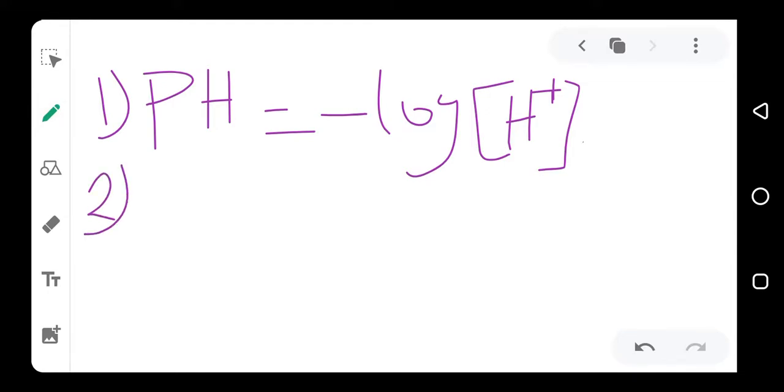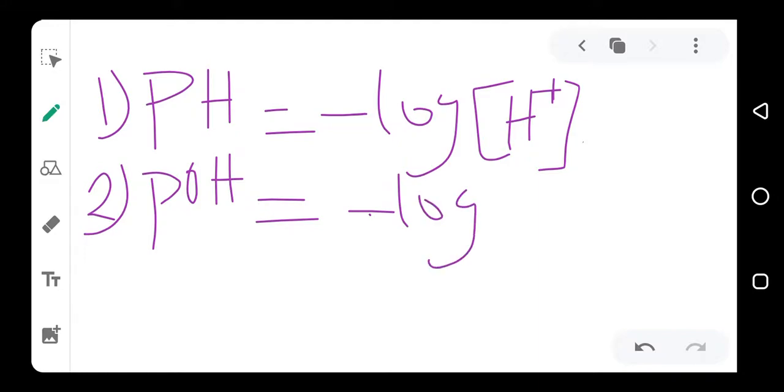Number two is how to define pOH. What is pOH? pOH is defined as the negative logarithm of hydroxyl ion concentration of a solution. So mathematically, we can express pOH as negative logarithm of hydroxyl ion concentration.